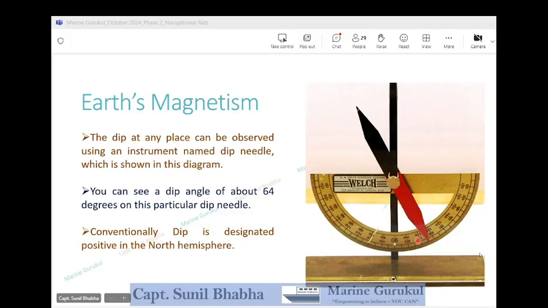When we use this instrument, it is first aligned in the north-south direction using a compass. And once it is aligned to the north-south direction, this needle is usually locked initially in the horizontal plane, and as soon as you remove the locking, the needle swings up and down and settles down, showing us the dip angle.